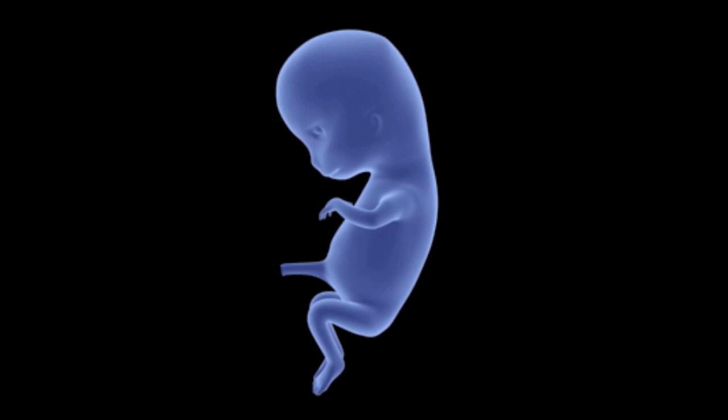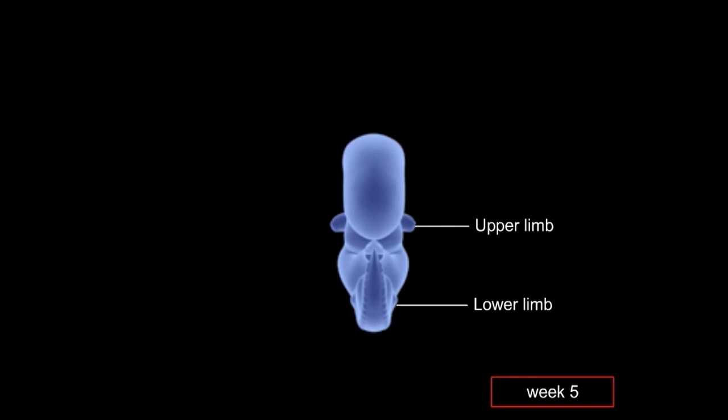From the somites, myogenic precursor cells migrate into the limb buds and form muscles, which then separate into dorsal extensor and ventral flexor compartments. Let us look at the ventral aspect of the 5-week-old embryo. The thumb and the large toe are on the border of the limb.